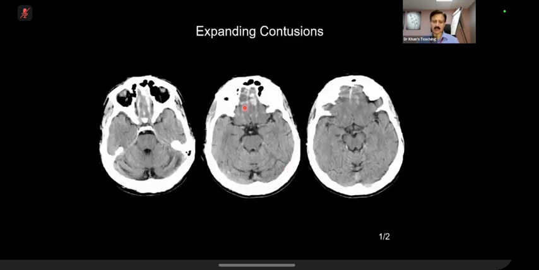Please also remember that this case, or a similar case, has come in the exam quite a few times. They will show you subtle frontal contusions because of anatomy, because it is right next to the base of skull. There might be artifacts there. It might be a subtle finding, and you are going to miss it.